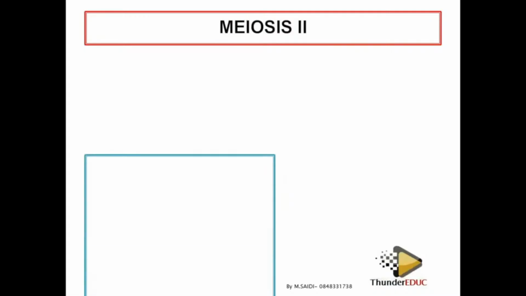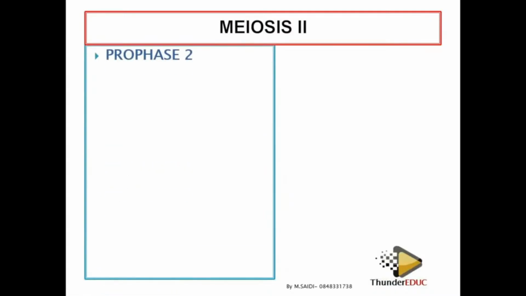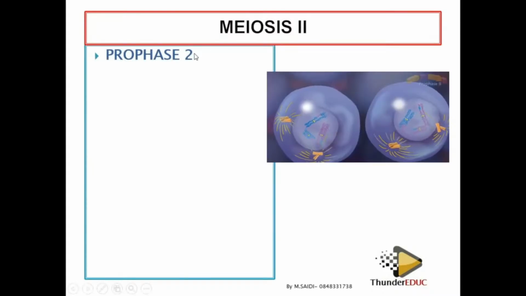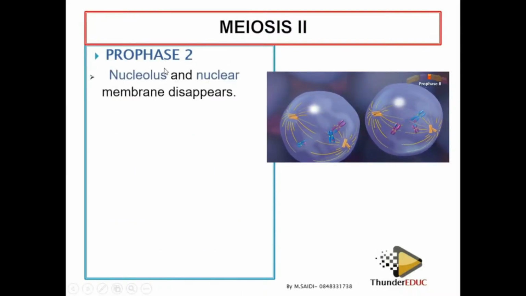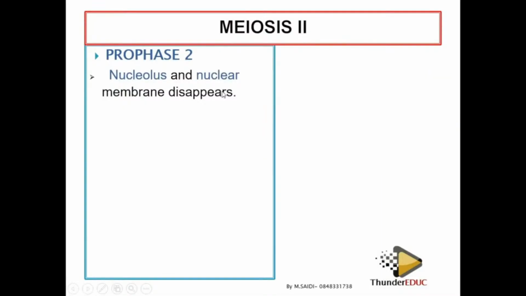So when you go to meiosis II, what happens? You go to prophase II. When it's meiosis II, prophase becomes prophase II. The 2 must be there. If you don't write it, we won't give you a mark because we don't know which prophase it is. So prophase II, what happens? The nucleolus, remember we said that it reappeared. Now the nucleolus and the nuclear membrane disappear again.